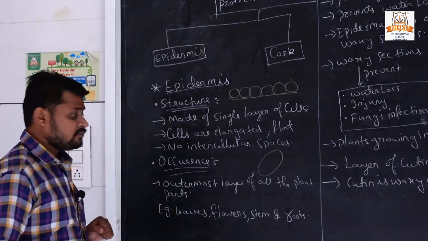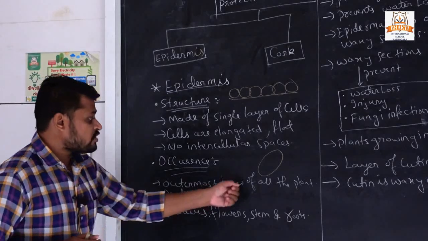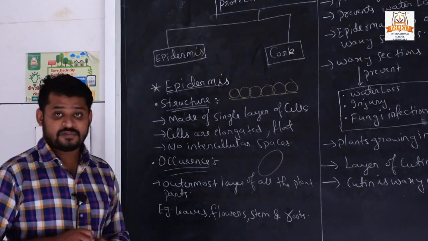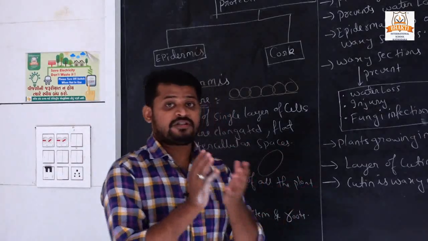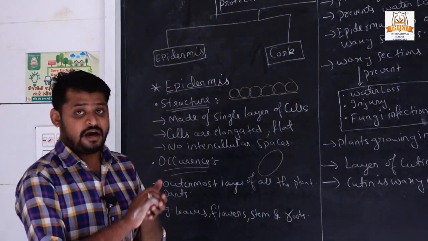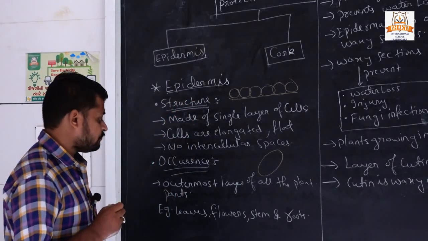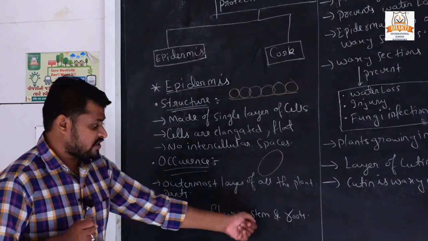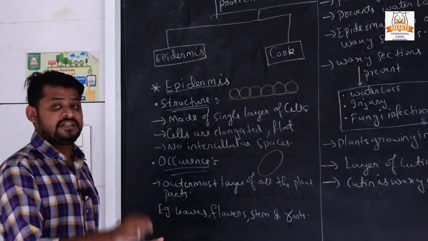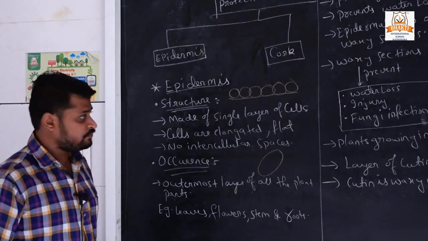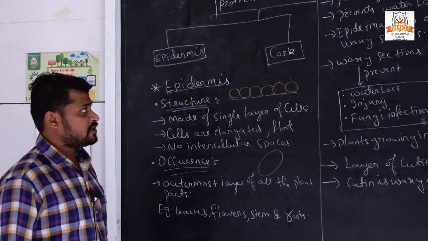Occurrence means where these types of cells are found. Epidermis is the outermost layer of all plant parts, meaning in every plant part the outermost layer is epidermis. Like leaves, flowers, stem, roots, everywhere, in every plant part, epidermis is present in the outermost part. So these are the structure and occurrence of epidermis.